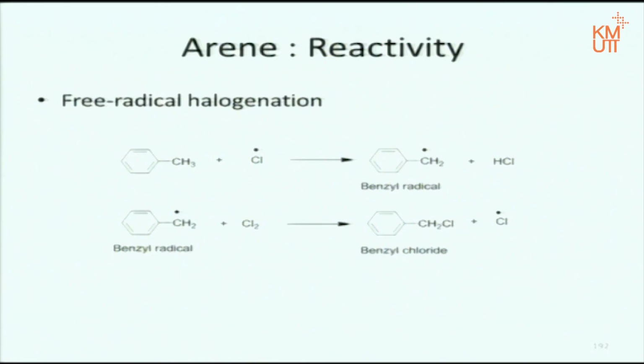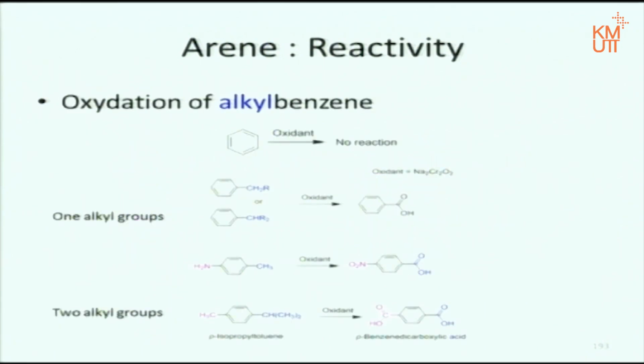I will explain about stability later. And you chlorinate, and you have benzyl chloride. Why benzyl? Because you have CH2 benzene here. This is the benzyl group. So it just occurs like another product, the free radical halogenation, but not on the aromatic rings. Oxidation is also possible, but not inside the ring. You have also oxidation of aromatic rings, but I will show you later.